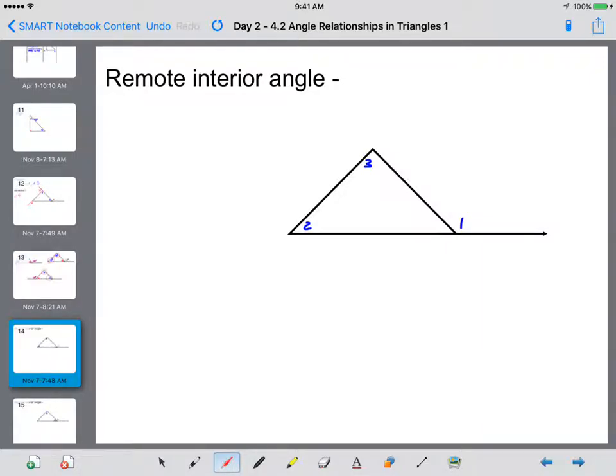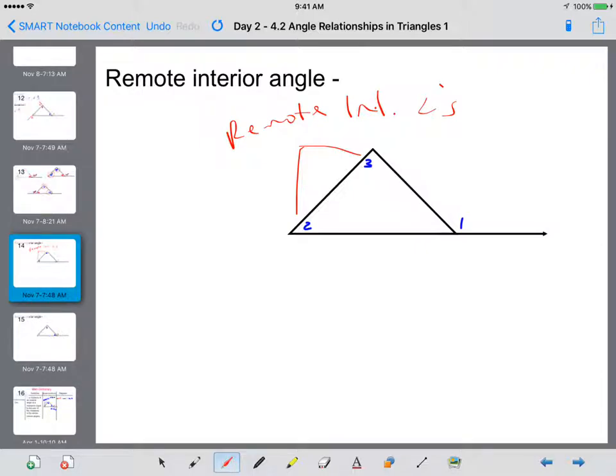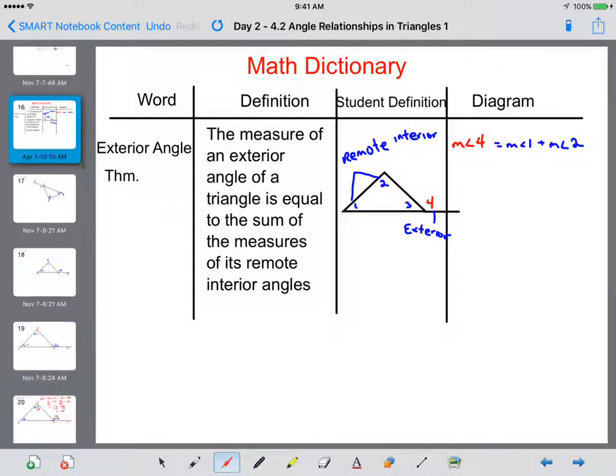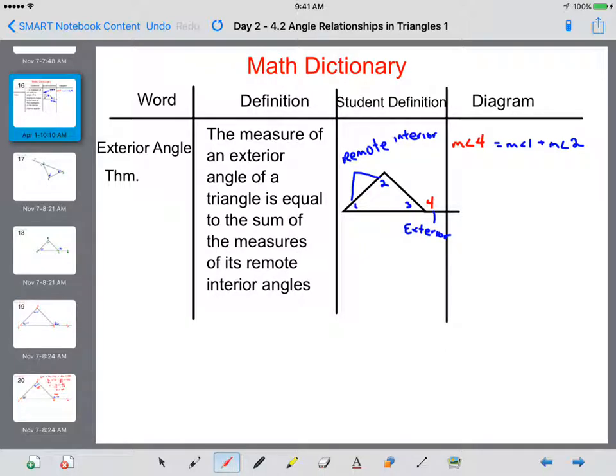What was happening was our remote interior angles, which are these here, are our remote interior angles. And we have a special relationship. It's called the exterior angle theorem, where the measure of an exterior angle of a triangle is equal to the sum of the measures of its remote interior angles. So if angle 1 and angle 2 are remote interior, if we add them together, it equals the measure of angle 4. If you need extra time, please pause it. I'm going to move on to example 1.